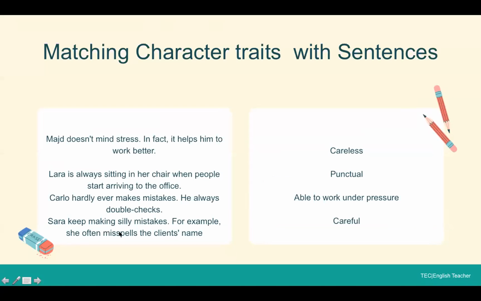Oh, sorry, guys. I misspelled this sentence. Sarah keeps, okay? It's with an S. Yes, the typo. So Sarah keeps making silly mistakes. Okay, so here just so we can see the varied sentence structures. This is for writing mostly, and also to understand context. Okay, thank you, Aisha.